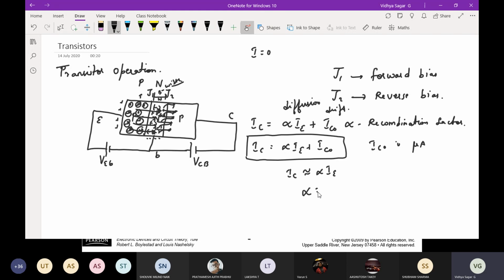So I could write alpha is approximately equal to IC by IE, considering that ICO is negligible. I could call this the recombination factor, or I say current gain. Either way I could define it. Considering ICO as negligible, that is to be noted. Clear? Sir, yes, go ahead. Sir, why is ICO considered negligible?